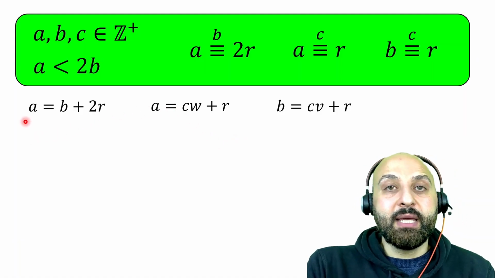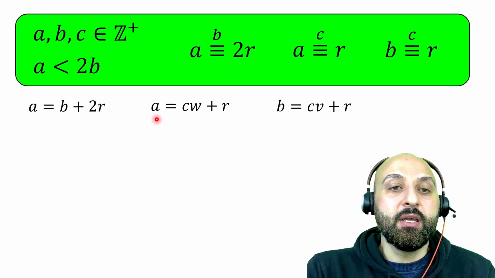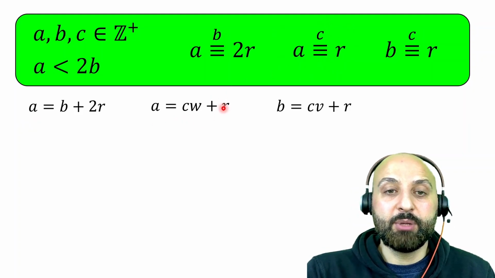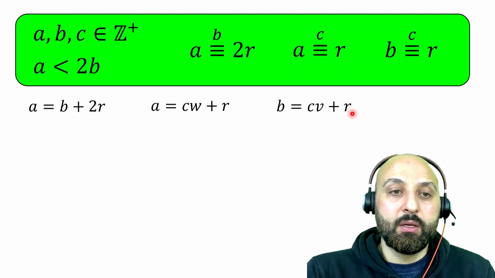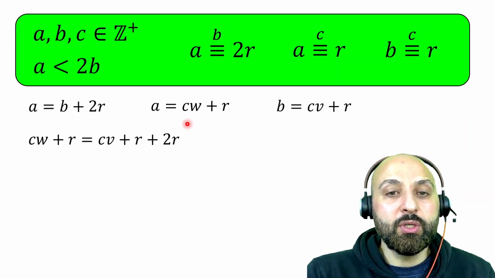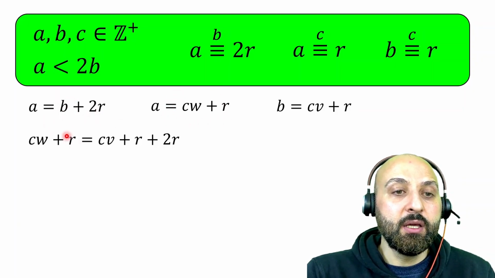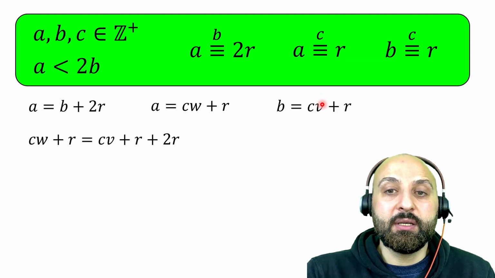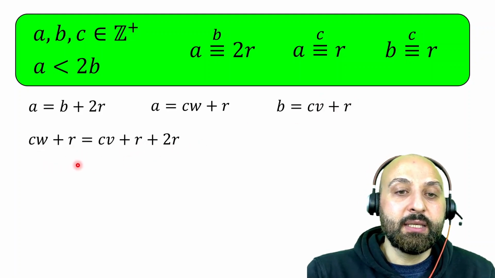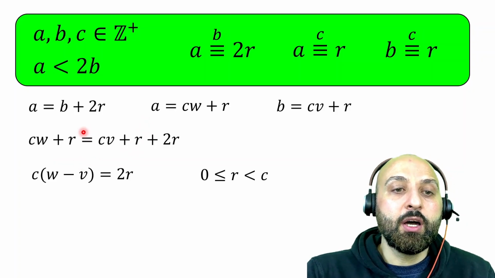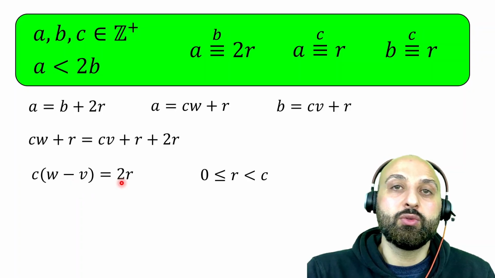All right, we said that a has to be equal to b plus 2r, and based on this property given, if we divide a by c, we know the remainder is r. If we divide b by c, the remainder is also r. All right, what we can do is that we know that c times w plus r is a, and this one is also a. So instead of b, I can replace its equivalent, and basically we get to this equation. So in that case, this r with r disappears. This one goes to the other side. C times (w minus v) is equal to 2r.